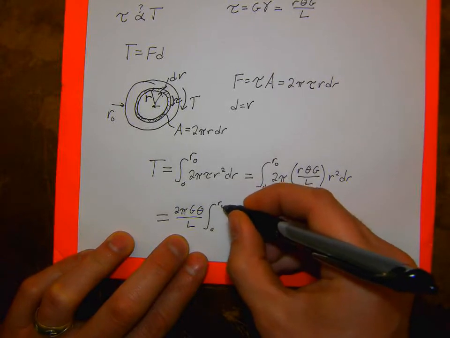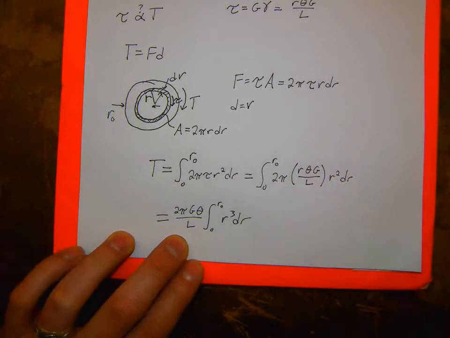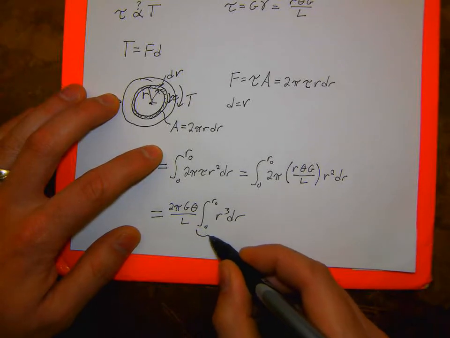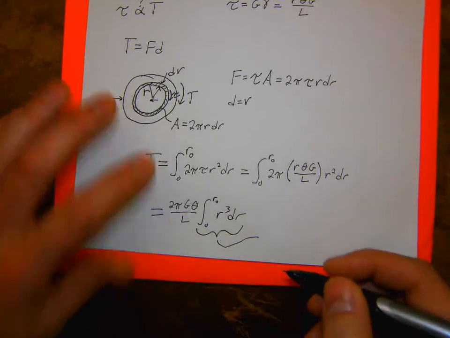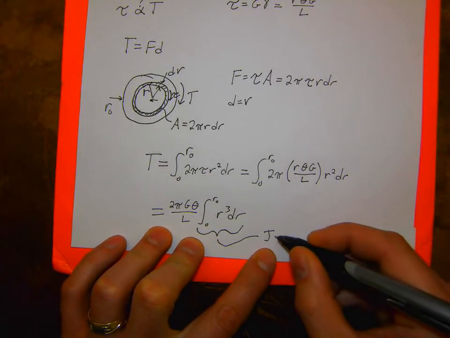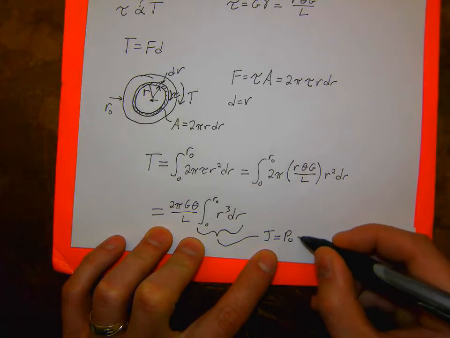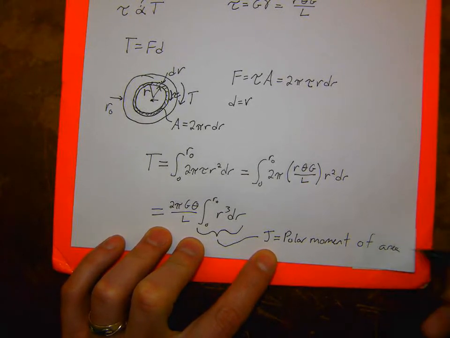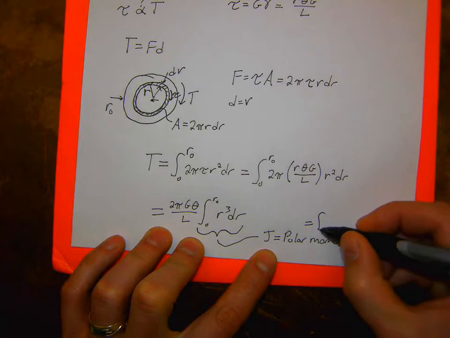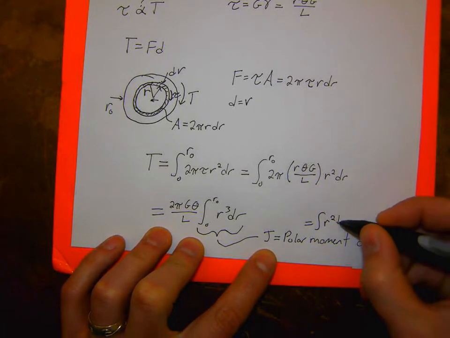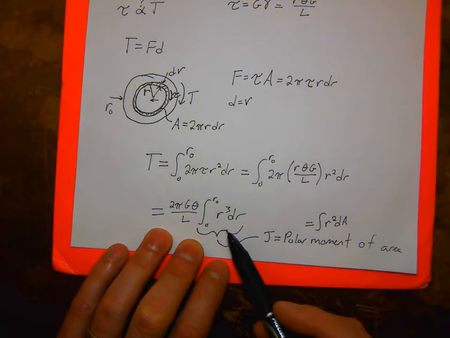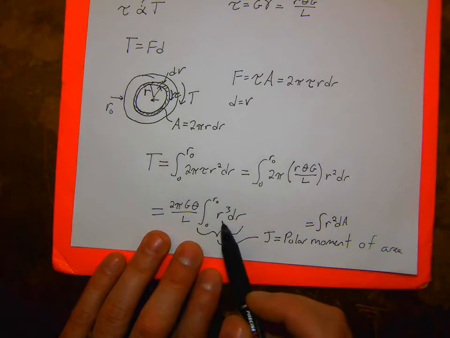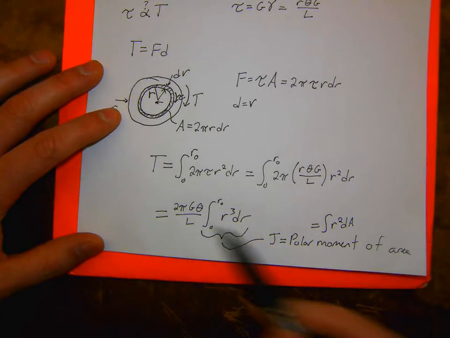Now this term here, I'm going to define a new constant J, which I'm going to take to be my polar moment of area. It is going to be equal to the integral of r squared dA, generally. Here for a circle, I already have my 2 pi r counting as one of those dAs. So I have 2 pi r squared, r dr, is my area moment of inertia. So this J gets pulled in.